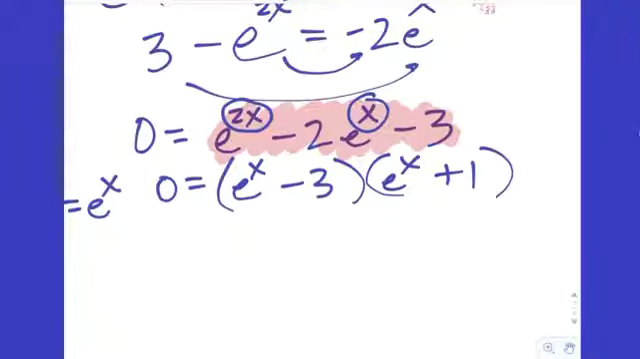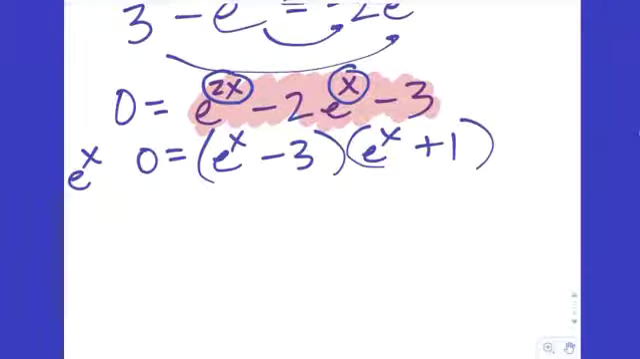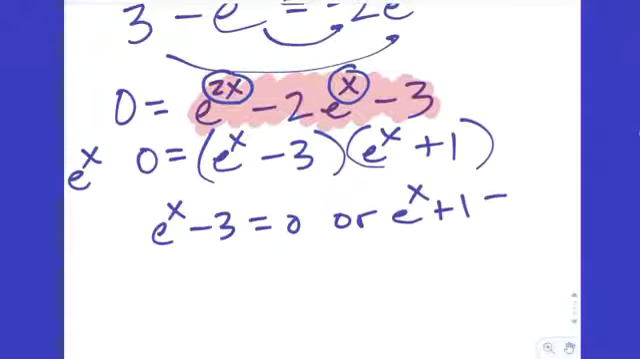Now keep it equal to 0. Once we have it factored and equal to 0, remember we can actually set each factor equal to 0 by the zero product property. So e to the x minus 3 equals 0, or e to the x plus 1 equals 0. All right, so now we're making progress. We took a problem that was too hairy on its own, and we've broken it down into 2 problems, which might seem like more work, but they're both manageable now.